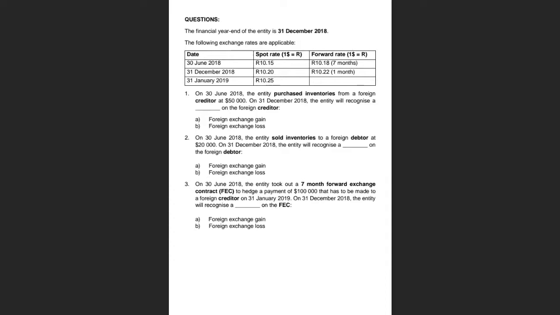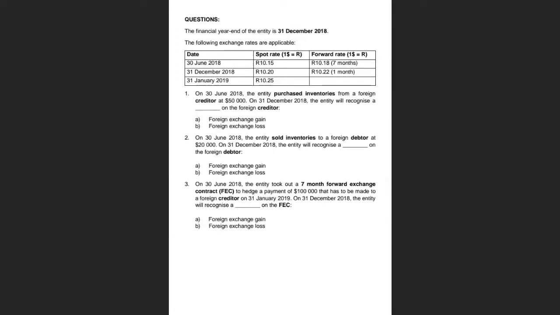So it says the financial year end for this entity is the 31st of December 2018. The following are the exchange rates. Right, so we've got the exchange rates there, we've got the spot rate and forward rate. And then we read question 1. It says, on the 31st of June 2018, the entity purchased inventories from a foreign creditor for $50,000. On the 31st of December 2018, so now at year end, the entity will recognize a blank on the foreign creditor. So is it a foreign exchange gain or foreign exchange loss?